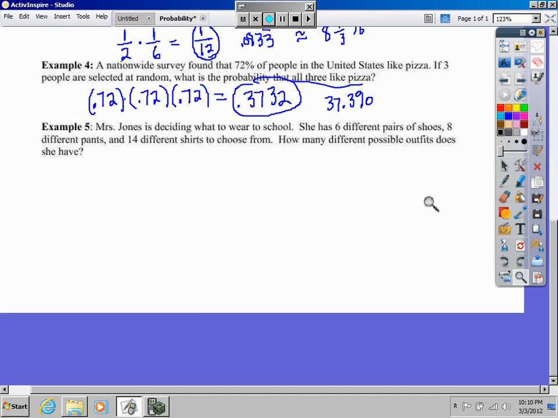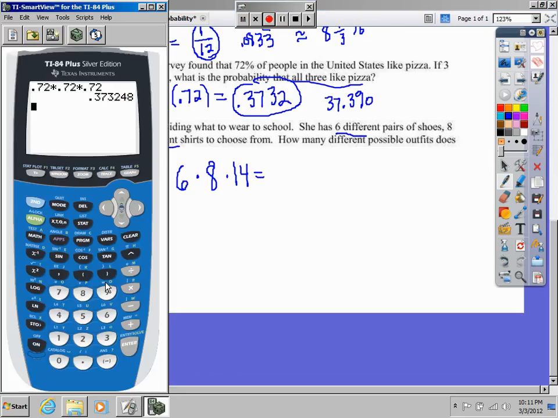Okay, last example now. It says Mrs. Jones is deciding what to wear to school. She has 6 different pairs of shoes, 8 pairs of pants, and 14 different shirts to choose from. How many different possible outfits does she have? Well, this is a combination problem. What you do is you basically multiply the 3 together. So you take 6 times 8, multiply that by 14, and get the result, which is 672 possible outfits.